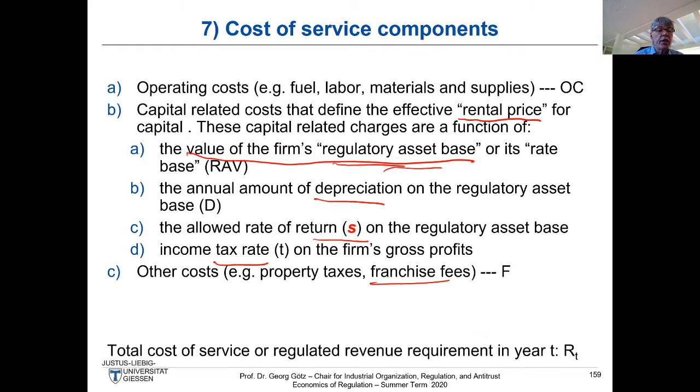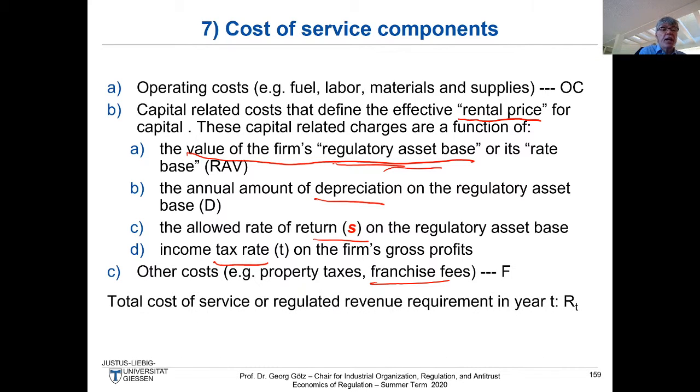Okay, anything else? This would then be the total. This would be our cost components, and this would be the total cost of the service. This is also called the revenue requirement in year T. So how much revenue do you need in order to cover these costs we put up here?